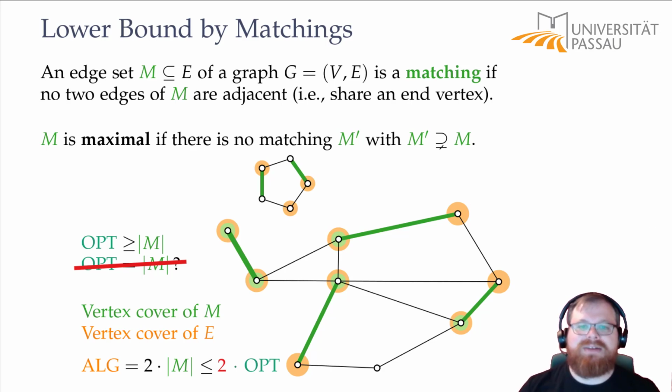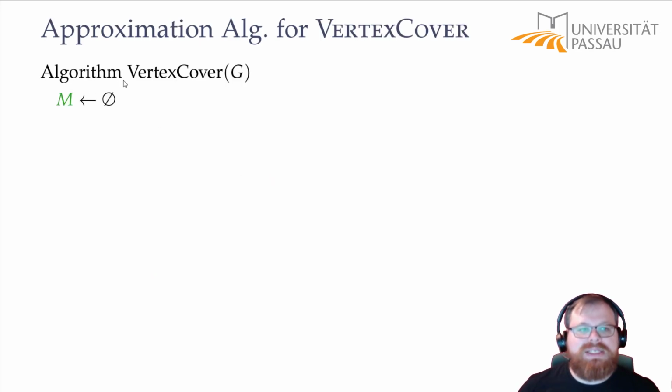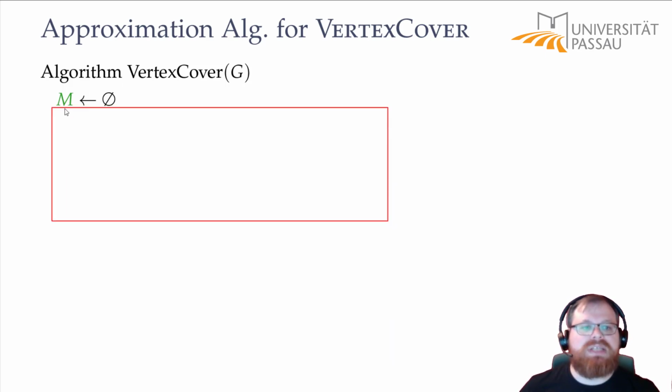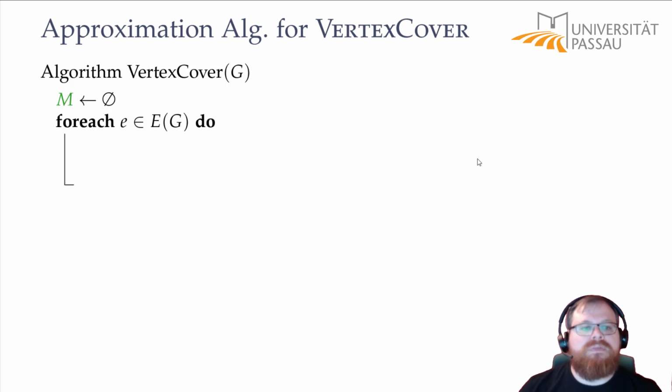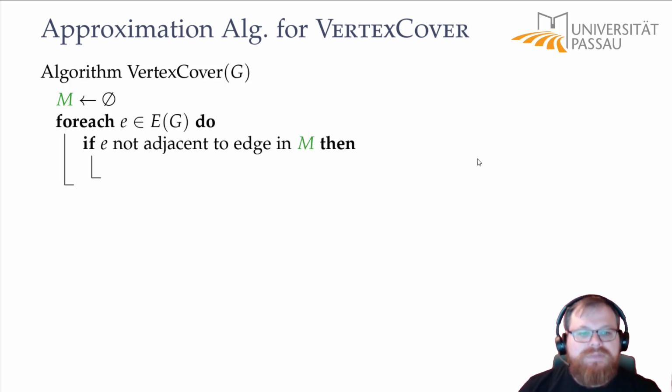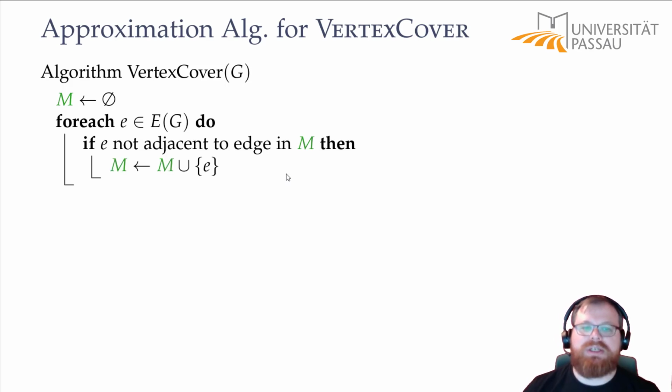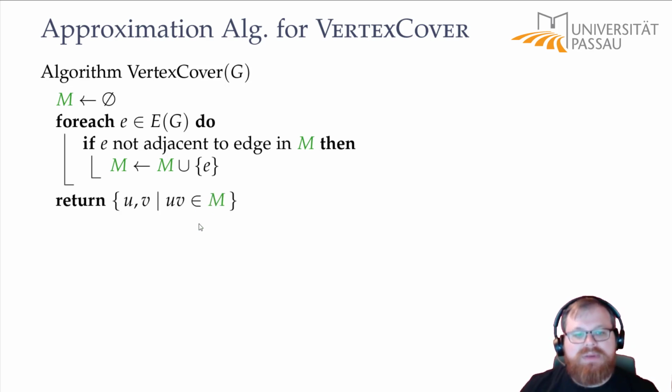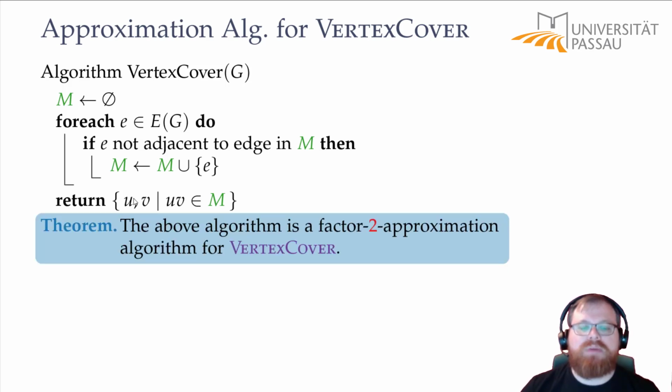Let's try to formulate this algorithm. We have an algorithm vertex cover that starts with an empty edge set that will contain our matching. For every edge in the graph, if it is not adjacent to an edge in our matching, then we just add it to the matching. And now we have computed some maximal matching M. And for every edge in this matching, we return both end vertices, and we're done. And this is a factor 2 approximation algorithm for vertex cover.